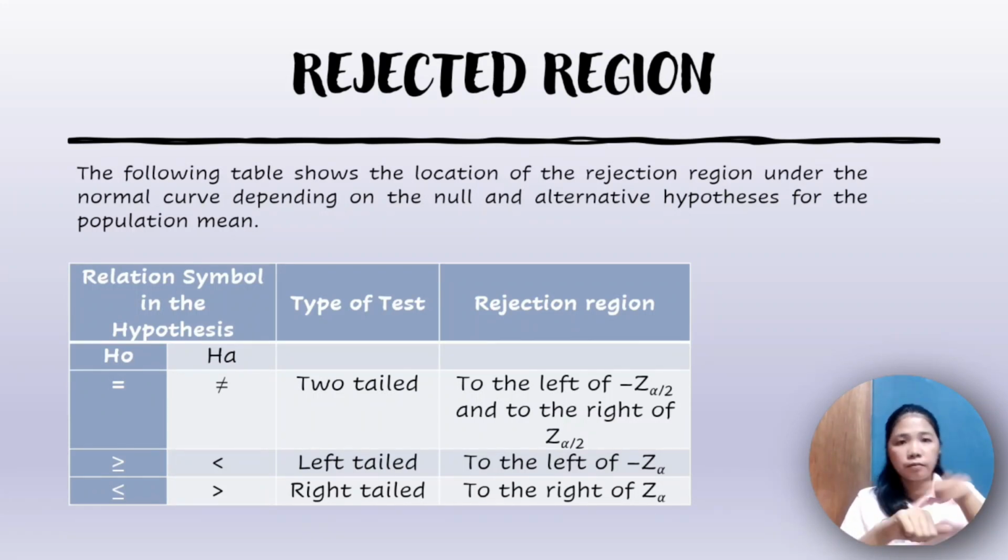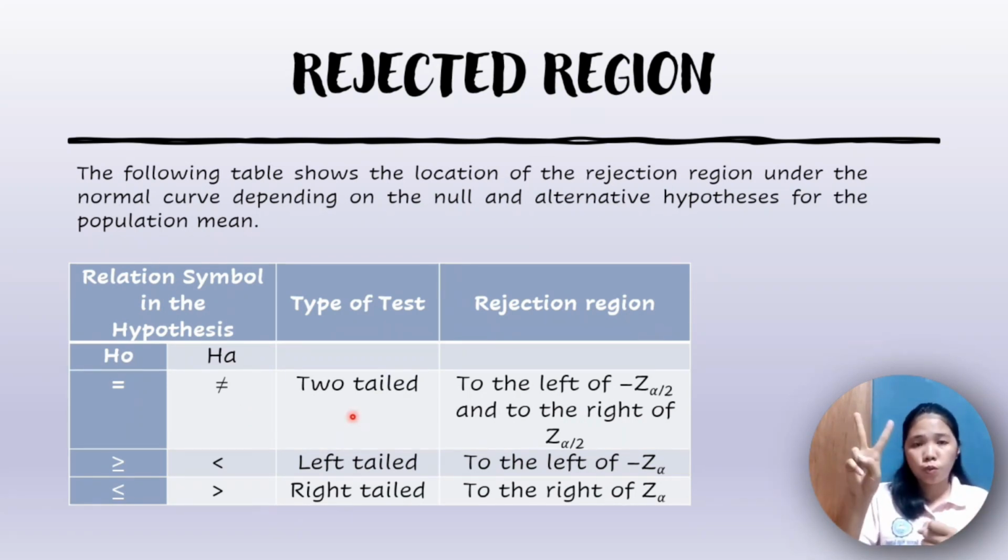The next term is the rejection region. The following table shows the location of the rejection region under the normal curve depending on the null and alternative hypothesis for the population mean. Here we have the relation symbol in the hypothesis, with the null hypothesis in the first column and the alternative hypothesis in the second column. If the null hypothesis makes use of the equal sign and the alternative hypothesis makes use of the not equal sign, then the test to be used is two-tailed.